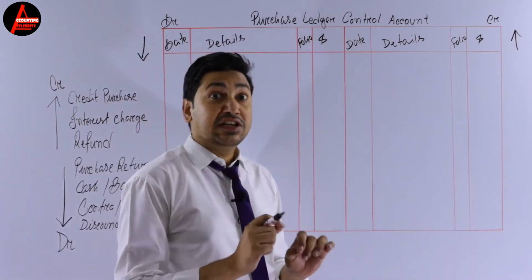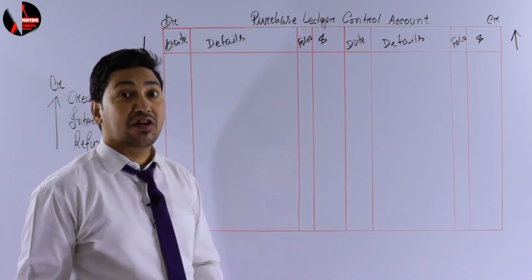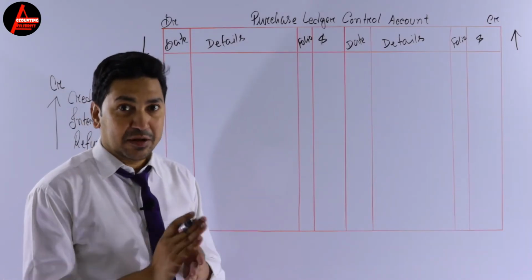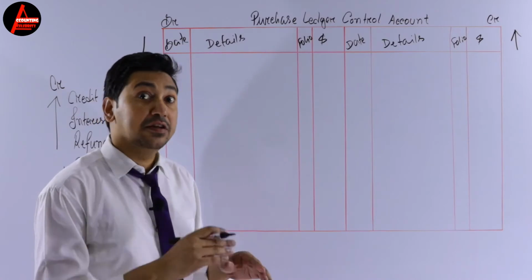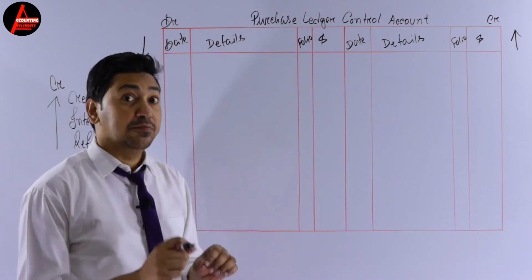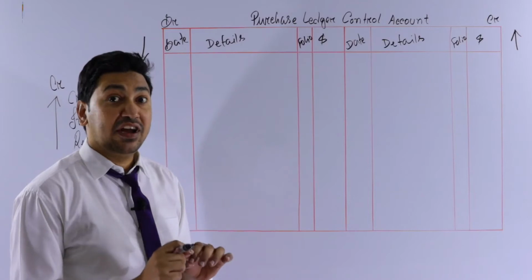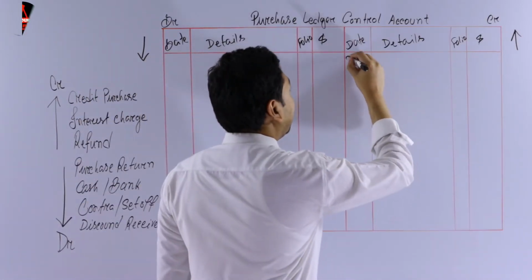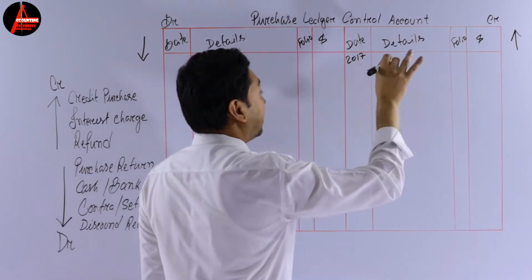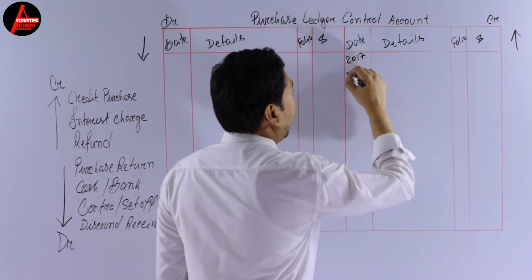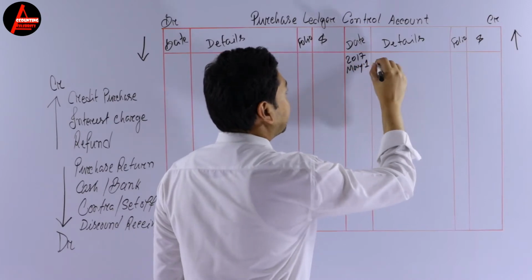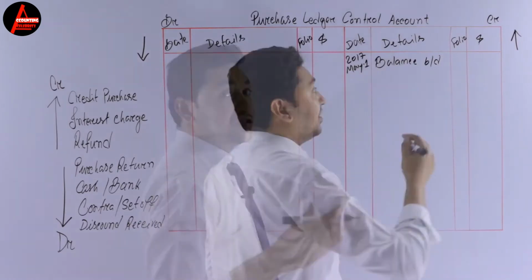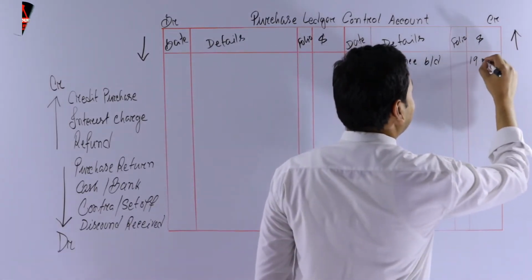So creditor ledger control account or purchase ledger control account, whatever you call it, the balance is generally a credit balance. You may have a debit balance, but those are different cases. Most of the time it will be your credit balance. So the date is given here, 2017. Let us write here in the credit side date column, May 1st. Write here balance b/d, $19,800.